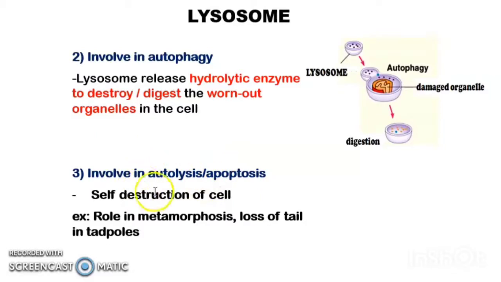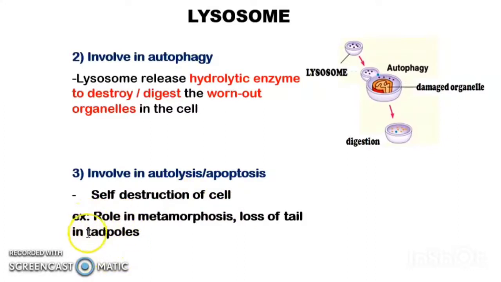Okay, and then the third function, it will involve in autolysis or apoptosis. So what is the meaning of autolysis? It is self-destruction of the cell. Kalau misalnya autophagy, dia cuma akan melibatkan destroy hanya untuk organelle yang damage sahaja. Tapi kalau untuk autolysis, dia akan menyebabkan berlakunya destruction kepada keseluruhan sel tu sendiri. So example of autolysis is its role in metamorphosis, for example, loss of tail in tadpole.